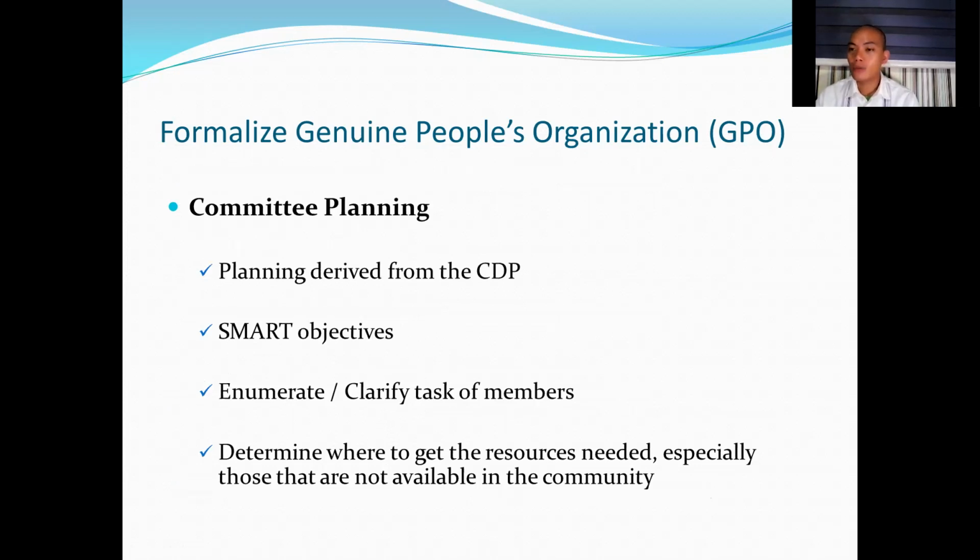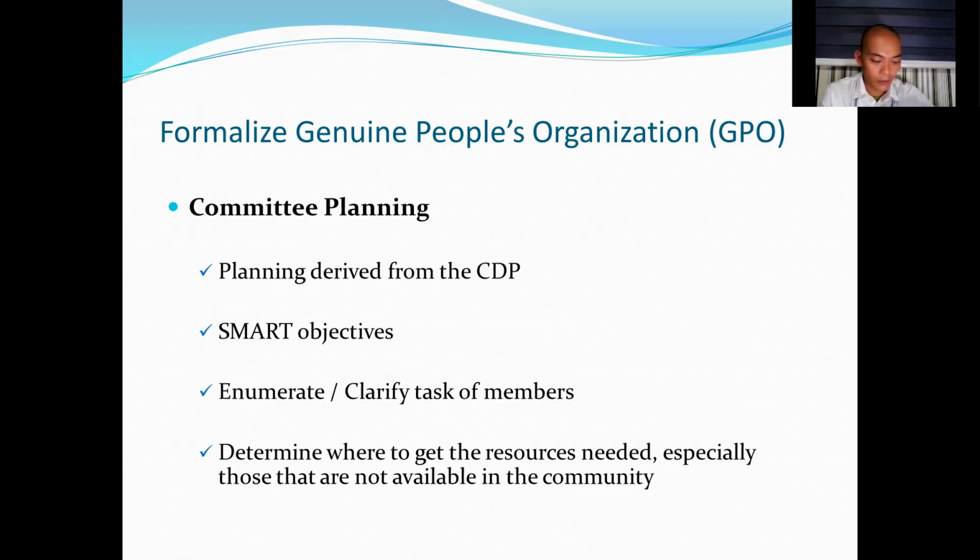So the GPO has subcommittees, so they must be doing planning. The planning derived from the community development plan. So whatever community development plan was formulated, we have to further plan and break down the details, basically, of what we are going to implement. Objectives must be SMART: specific, measurable, attainable, realistic, and time-bound.